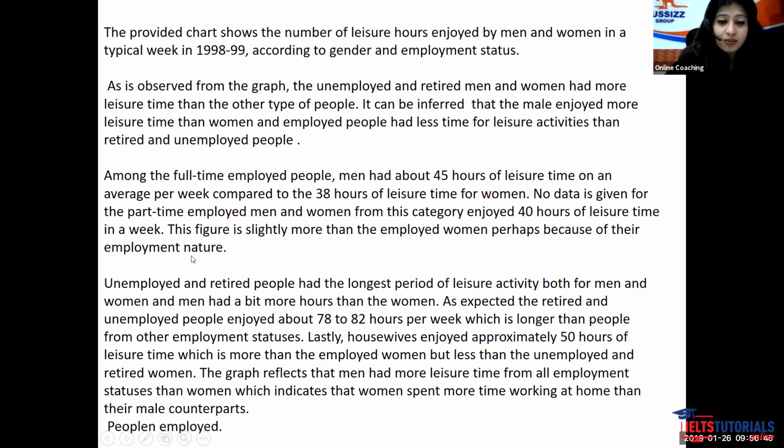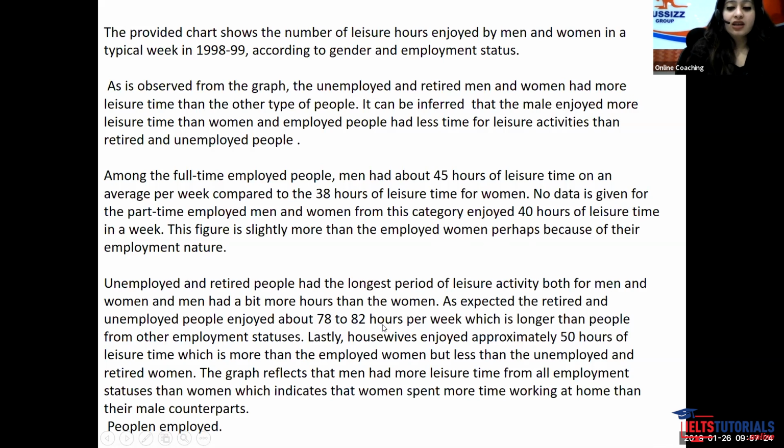Now see, unemployed and retired people had the longest period of leisure activity for both men and women, with men having a bit more hours than women. Again, I have taken unemployed and retired people in the same group and have compared by using the superlative form, that is longest. And then again, I have taken men comparing to women in the same line. Then see this. As expected, the retired and unemployed people enjoyed 78 to 82 hours per week, which is longer than people from other employment statuses. Again, a comparison is done.